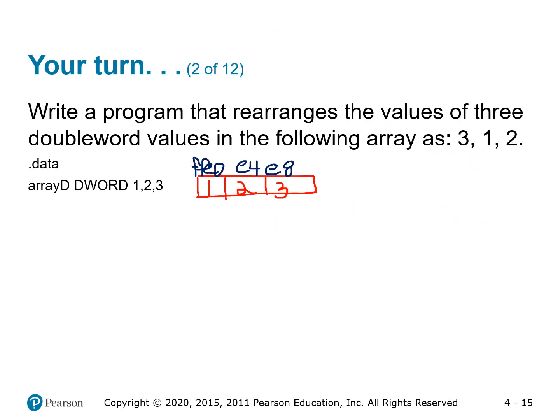Okay, this says write a program that rearranges the values of 3 double word values in the following array as 3, 1, 2. So we have this array, size double word, that contains 1, 2, 3, and we want to swap some values and arrange it in 3, 1, 2 format. So here I've just put, let's say that 1 starts at offset E0 and 2 starts at offset E4, and if 1 starts at offset E0, then 2 will be 4 bytes away, and 3 will be 8 bytes away.